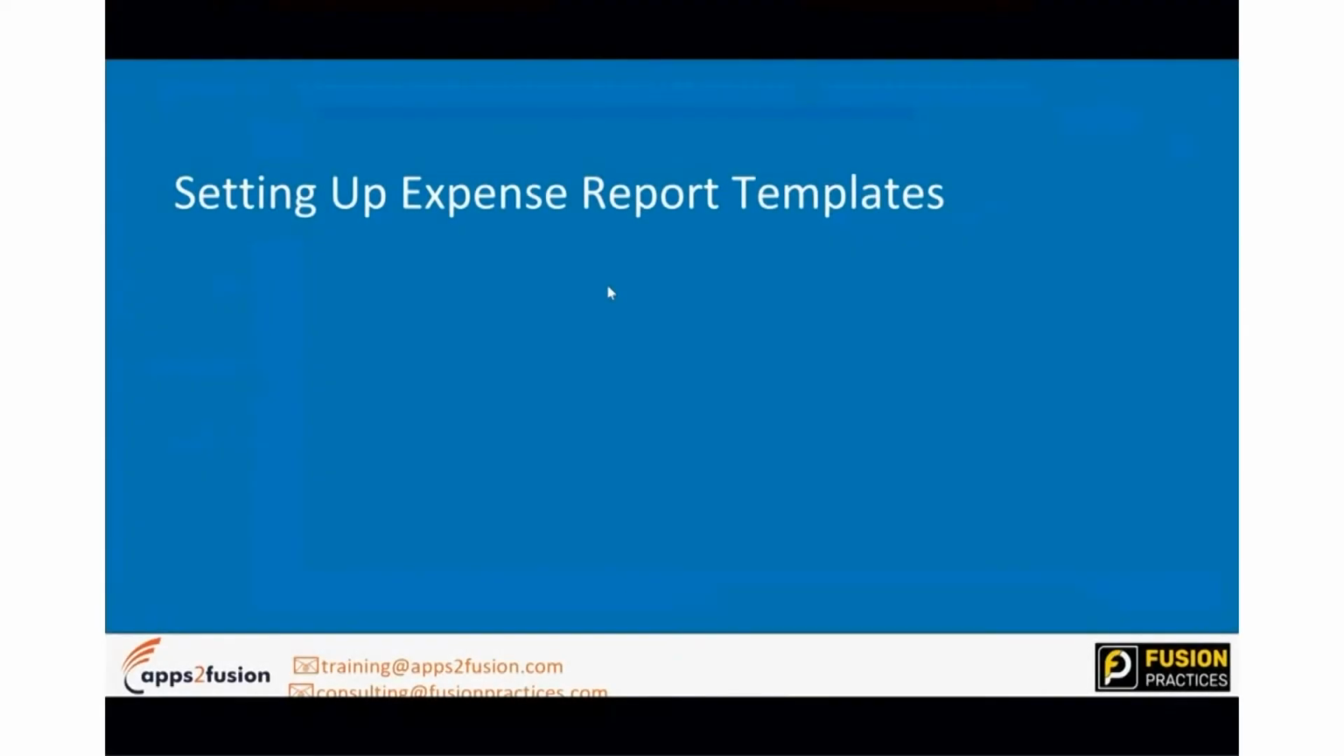So once the system options are defined, the next task we need to configure in the application is expense report templates. Whenever we want to enter an expense into the expense module, we need to have the list of expense types which employees can select based on the nature of the expenses they have incurred.